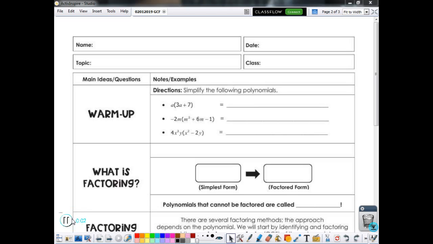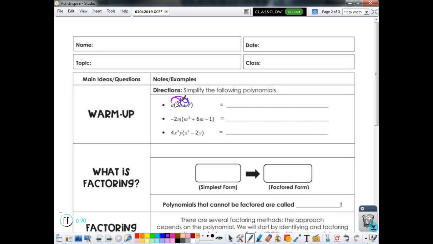Alright, so today we're going to go over factoring the greatest common factor. Okay, so I'm going to start off with your warm-up. Our warm-up here is just like a couple problems on the CBQ yesterday. We want to get rid of these parentheses, right? We want to simplify it by distributing.